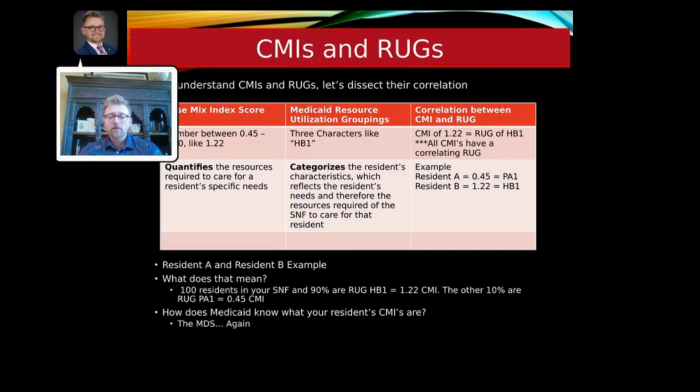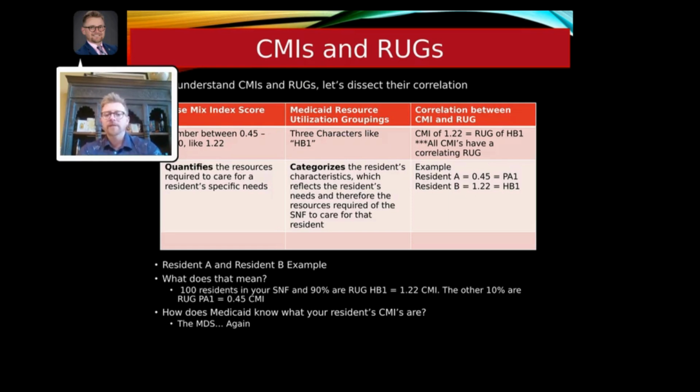Let's go back to our lovely 100, I need to name this nursing home, our 100 resident nursing home, okay? Let's say that we have 100 residents, they're all Medicaid, and 90% of those Medicaid residents have a RUG of HB1, which equals a CMI of 1.22. 90 of them. Then the other 10% are all RUG PA1, which is a CMI of 0.45. Now, that's not as extreme as everyone being a CMI 3.0 or everyone being 0.45, but you can see the mix of your CMI there, right? 90% are scoring 1.22. Only 10% are 0.45.